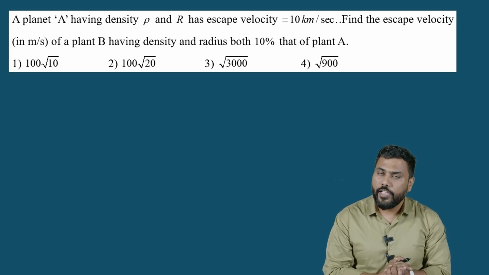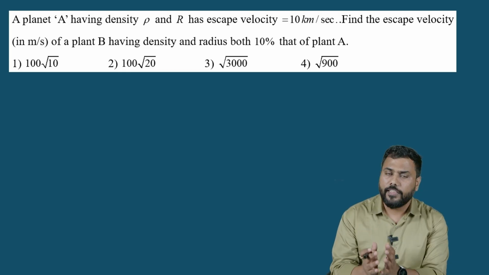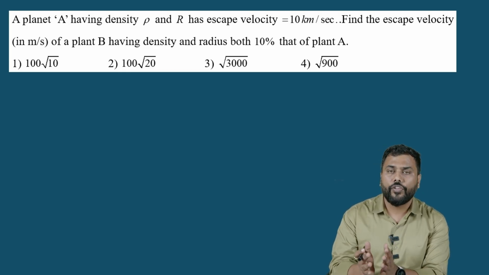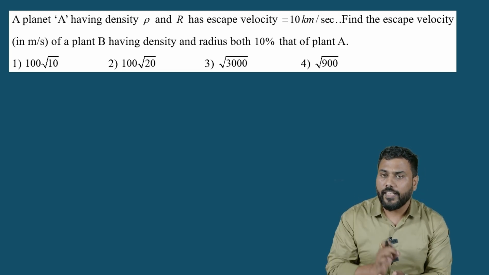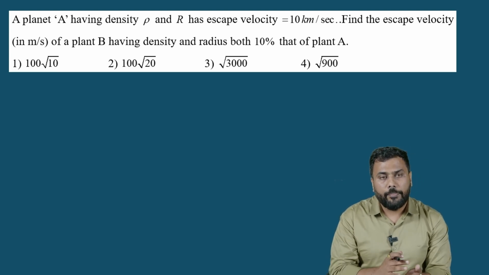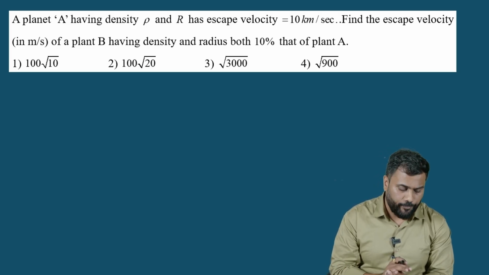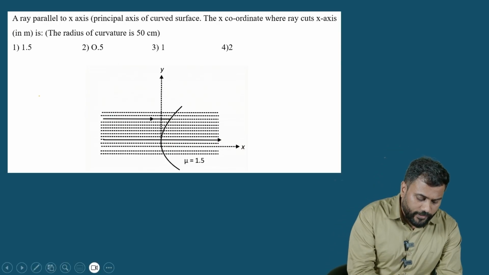Here they are talking about escape velocity from two different planets. Planet A has density rho and radius r. Escape velocity is given from this planet. Please take care, it is given in 10 km per second. Find the escape velocity in meter per second from planet B, having density and radius both 10% of planet A. So here we need to find out the escape velocity.